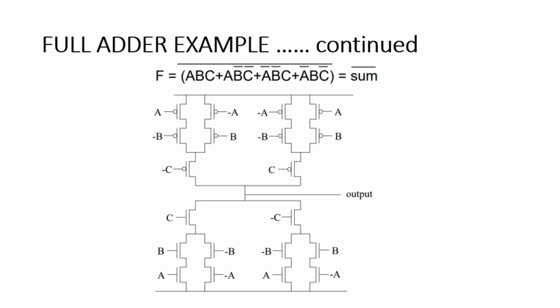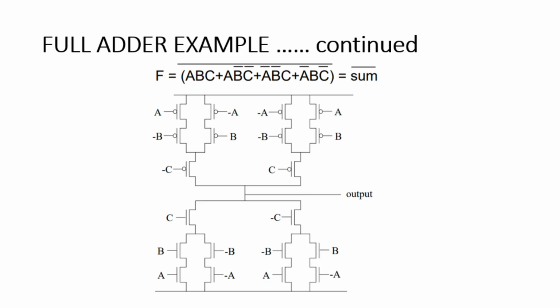Let's try to build a sum circuit for the full adder. Now we know that the sum is the exclusive OR of A, B and carry in. So if we expand the terms, we get this equation, which is A dot B dot C plus A dot B bar dot C bar plus A bar dot B bar dot C plus A bar dot B dot C bar. And this whole output is actually inverted. So what we get out of this circuit will be the inverted sum.